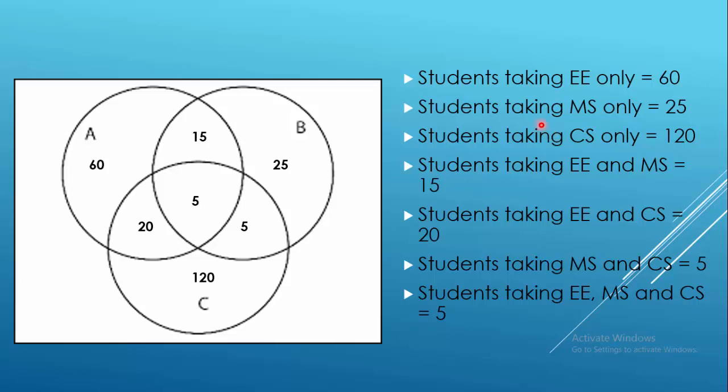This is something which I have already told you in the previous slide. It is just repetition. The students who are taking double E course only are 60. Students taking MS only are 25. Students taking CS only are 120, and students taking E and MS are 15, and so on. You can read this yourself.